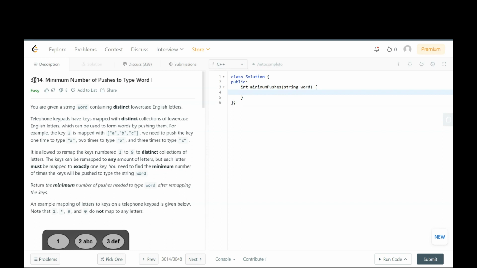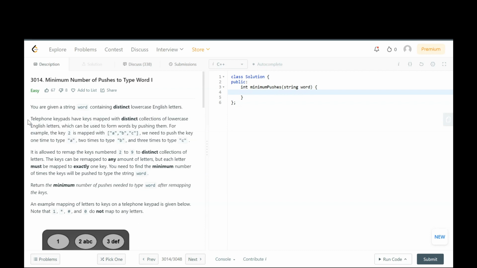So we'll be solving the Minimum Number of Pushes to Type a Word One problem. Okay. So what the question is stating is that you're given a string word containing distinct lowercase English letters, right? Telephone keypads have keys mapped with distinct collections of lowercase English letters, which can be used to form words by pushing them. For example, if 2 is mapped with A, B, C, we need to push the key one time to type A, two times to type B, and three times to type C.